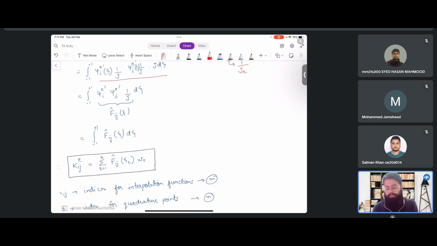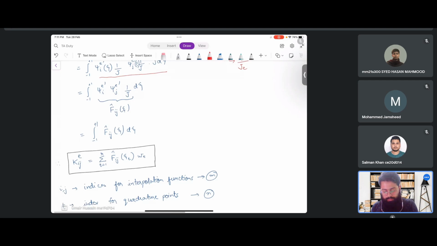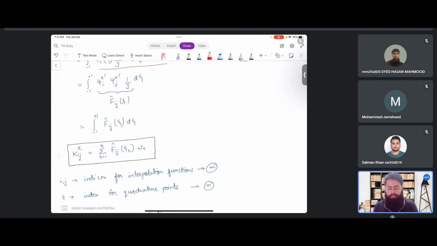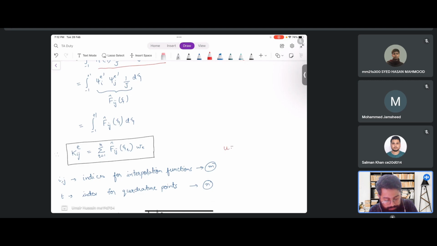So we can see that in this kind of integral, we have three different indexes. First of all, we have i, j that varies between the number of interpolation functions, and this we studied earlier when we were studying the type of interpolation we are doing. So we give this number m. So this would be the number of approximation functions that are being used to estimate the solution. We remember this term.